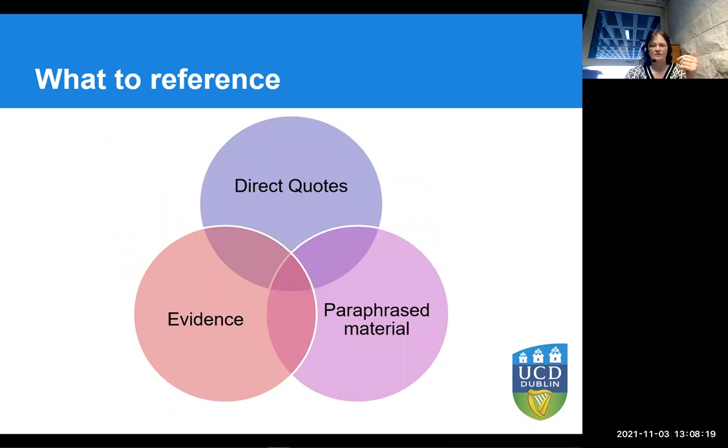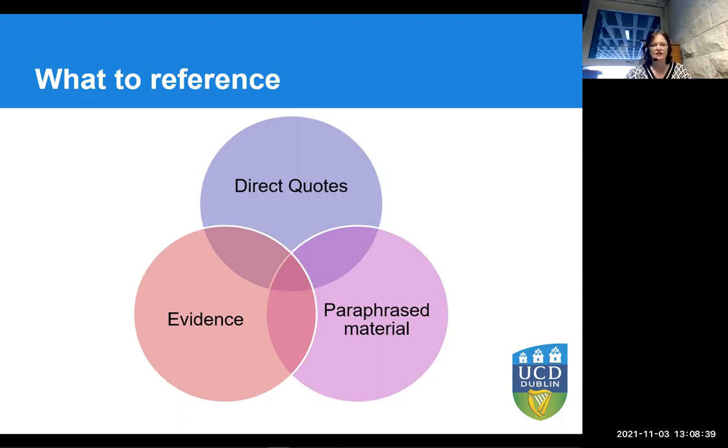So direct quotes are obviously when you literally take word for word, in inverted commas, a section from other work. And that, it's quite clear on that one, that needs a reference. We all know that, but the way that you reference it, or the layout for that reference, might be different depending on the referencing style.